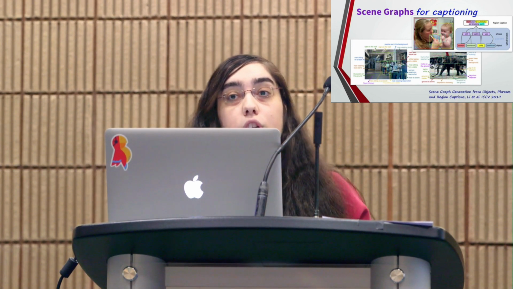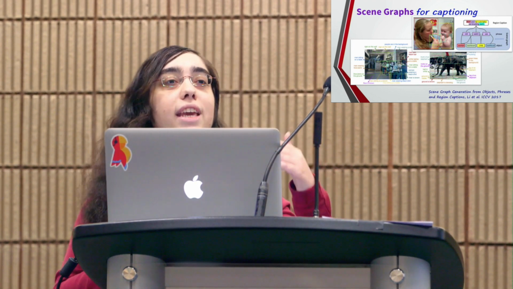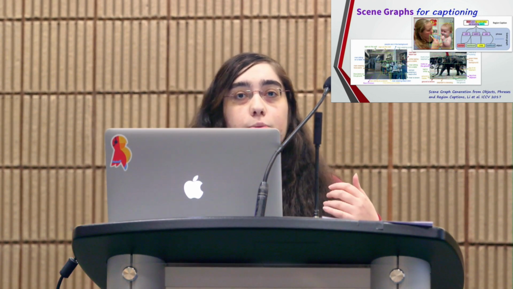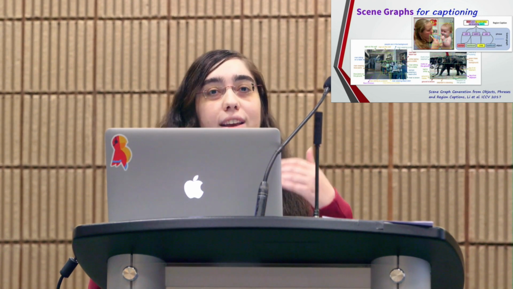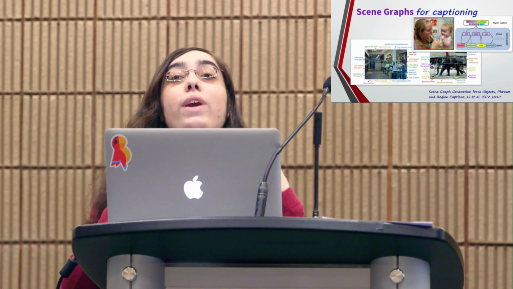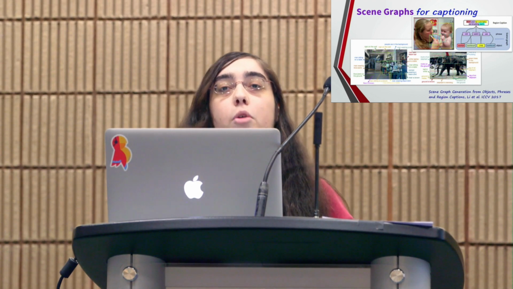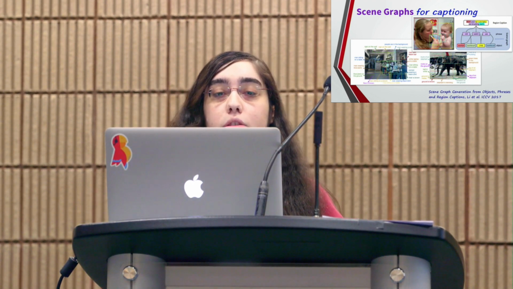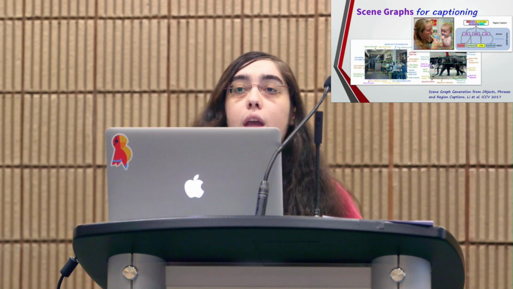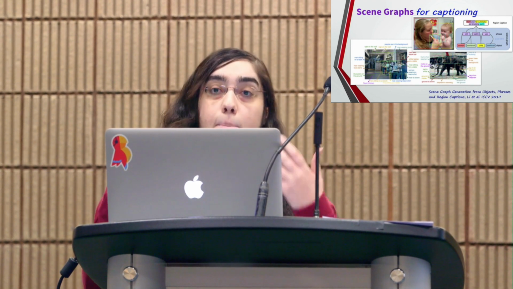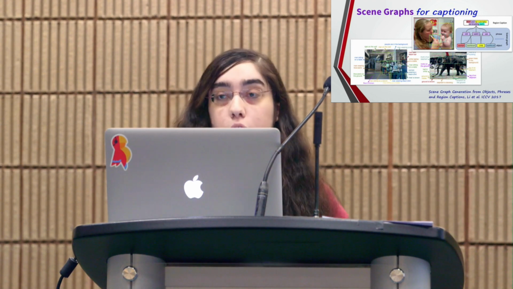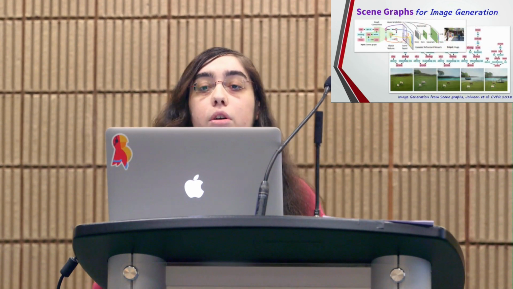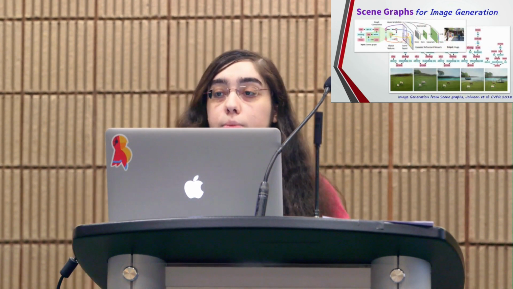But recent work has shown that if we first predict the graph from the image and then use the graph to predict a text description, we get better descriptions that are both more detailed and cover more information about the image. So this is one example where scene graphs are useful in making better visual captioning.